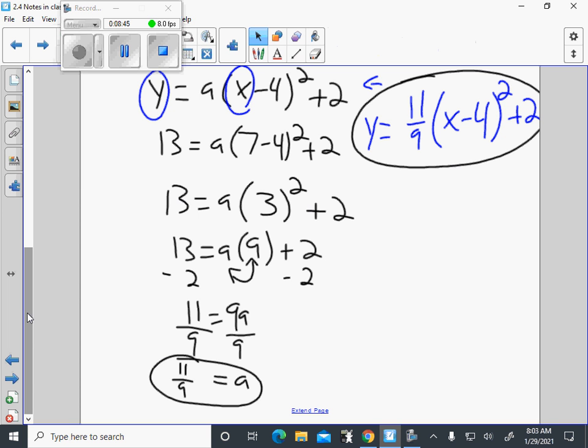Okay? And if you were asked about this final answer, y equals 11 over 9 times x minus 4 squared plus 2, you could tell me exactly what each of these numbers mean. Okay? Let's move on.